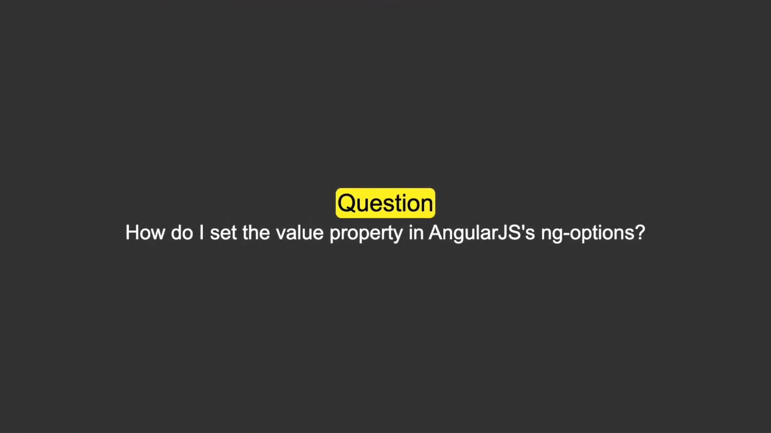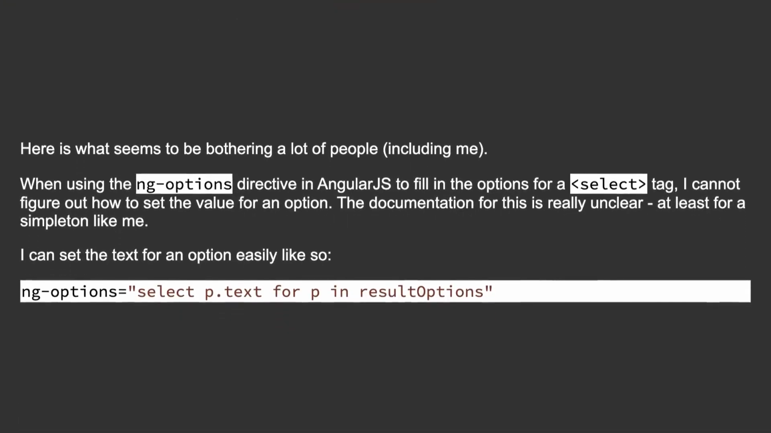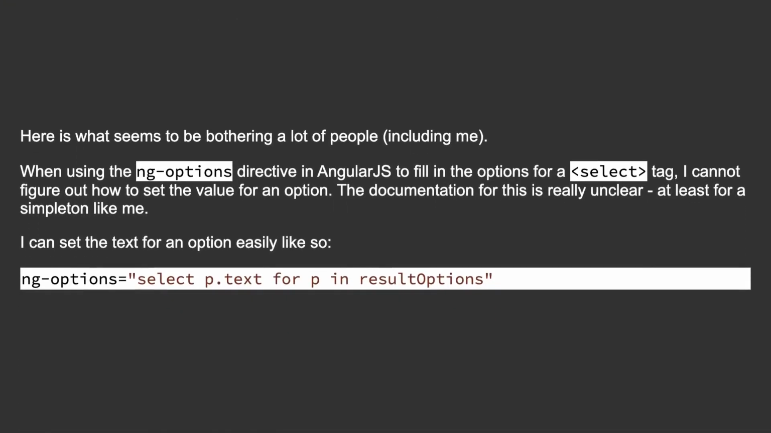How do I set the value property in AngularJS's ng-options? Here is what seems to be bothering a lot of people, including me. When using the ng-options directive in AngularJS to fill in the options for a select tag, I cannot figure out how to set the value for an option. The documentation for this is really unclear, at least for a simpleton like me.